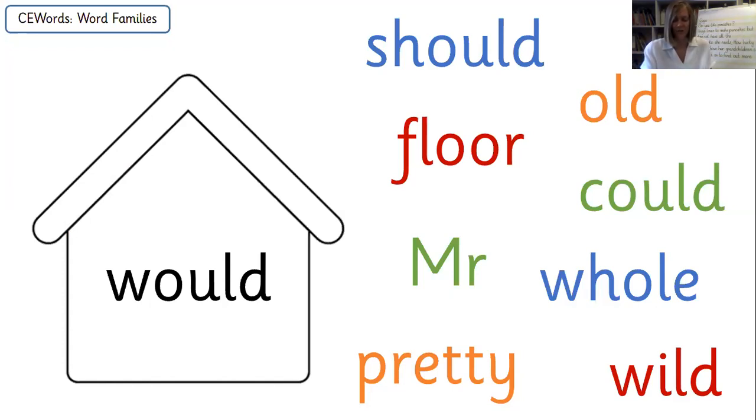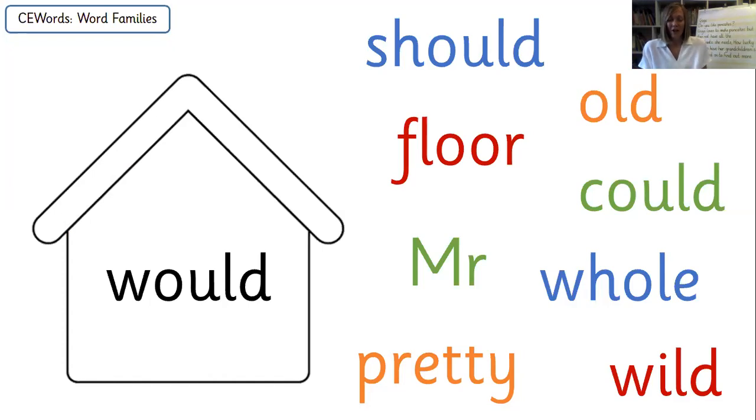So on a piece of paper, let's start by drawing our house, big square for the building, and a pointy triangle for the roof. And start by writing the word wood in. That's the word family's house that we're going to try and fill. Wood, W-O-U-L-D. Now, I want you to have a go and see if you can find any of the words on the outside that belong in the house and see if you can write them in your house on your piece of paper. Pause the video here and see how many you can find.